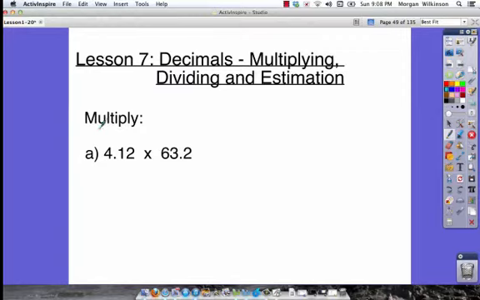Lesson 7 today is about decimals. We're going to be multiplying, dividing, and estimating answers. So our first step is to multiply decimals. And our problem is 4 and 12 hundredths times 63 and 2/10.